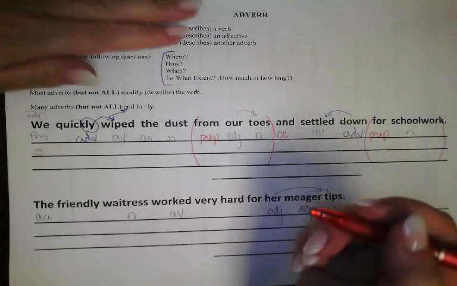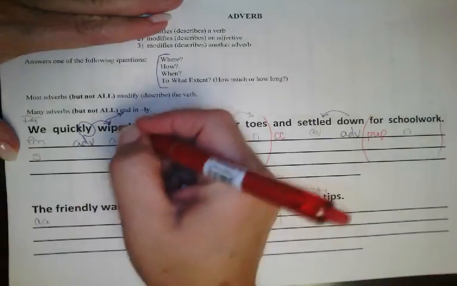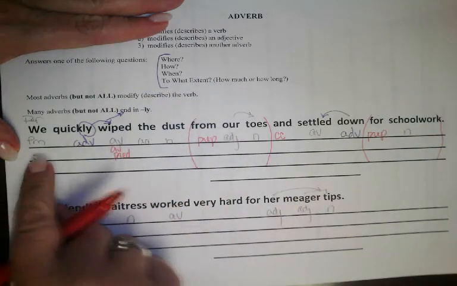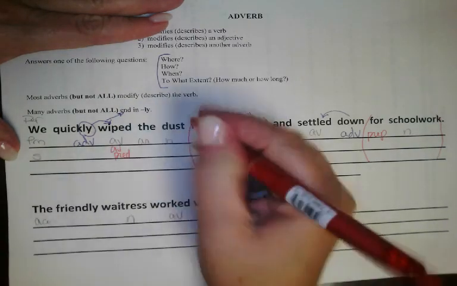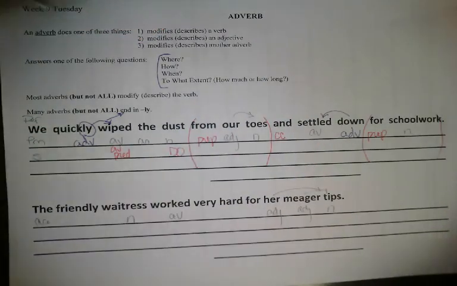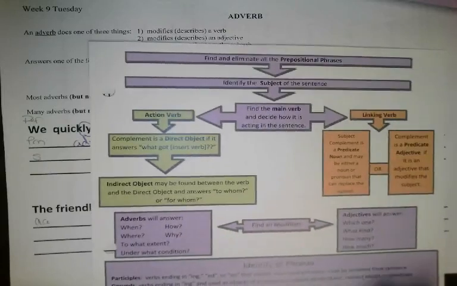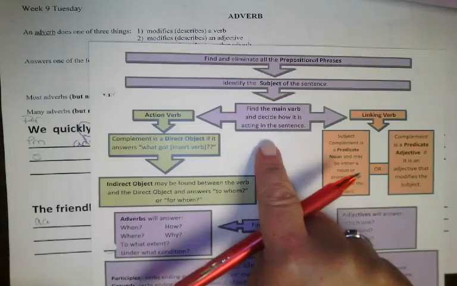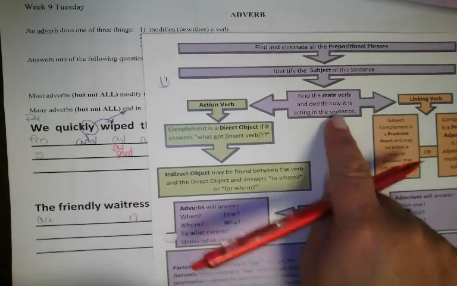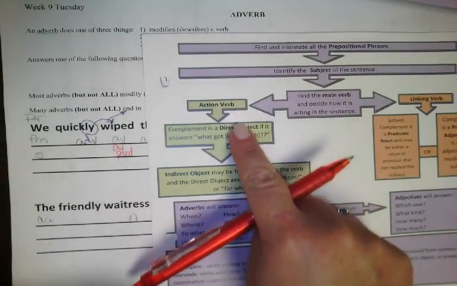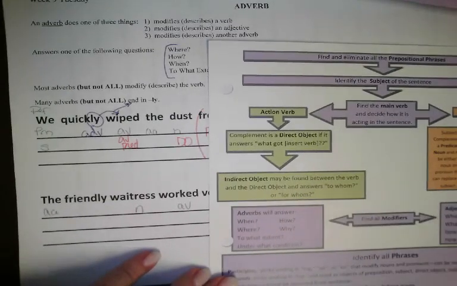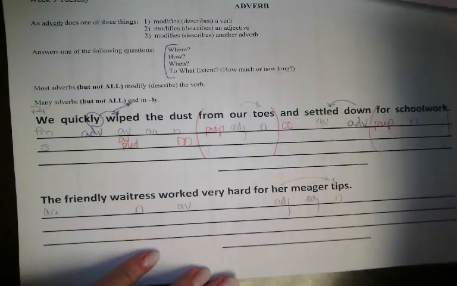So then we're going to find our predicate, wiped, action verb predicate. Who or what wiped? We wiped what? We wiped the dust. And we're doing that based on this thing right here. We're going to get rid of our prepositional phrases. We're going to find our subject, which we just did, and we found our main verb, which was wiped, and so we're going to go down the action verb side, and we wiped what? We wiped the dust. That makes that a direct object.